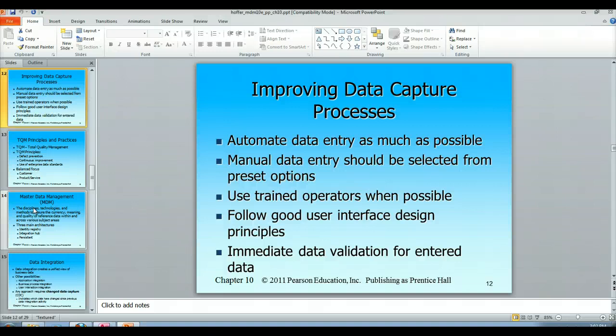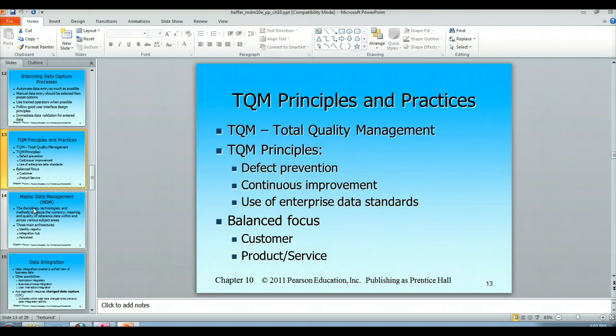Good user interface design, and immediate data validation for entered data. So before data gets written to disk and written to our database, there's some data validation that happens in the background.